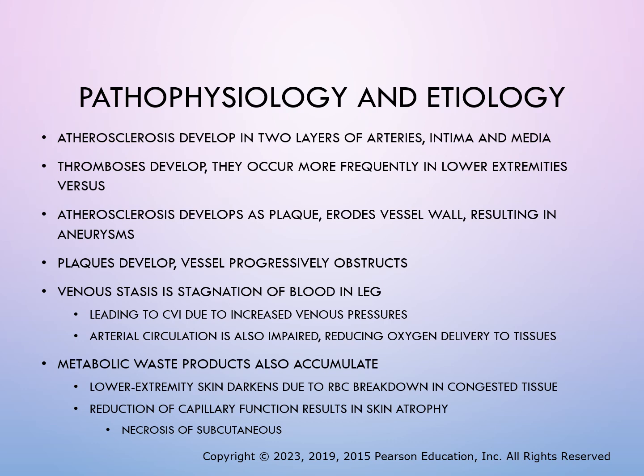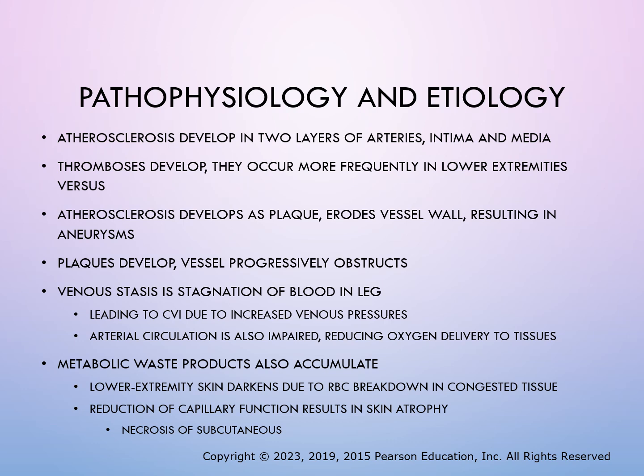What is the patho and the etiology? The lesions of atherosclerosis develop in two layers of the arteries, the intima and media. When thromboses develop, they occur more frequently in the lower extremities versus the upper extremities, because it has further to travel. In the abdominal aorta, atherosclerosis develops as plaque that erodes the vessel wall, resulting in aneurysms. And when these aneurysms rupture in the abdominal wall, death is usually very imminent. Very few people survive an abdominal aneurysm.